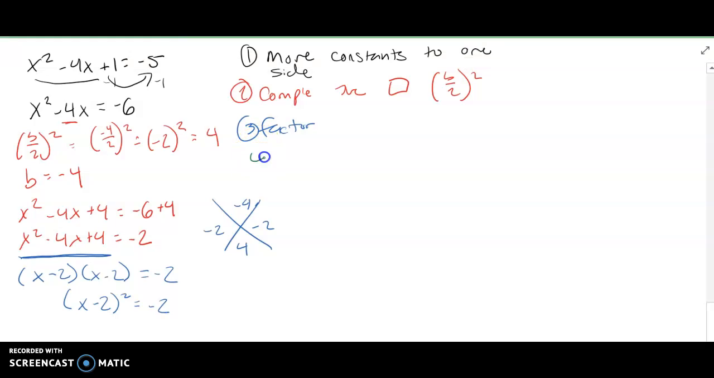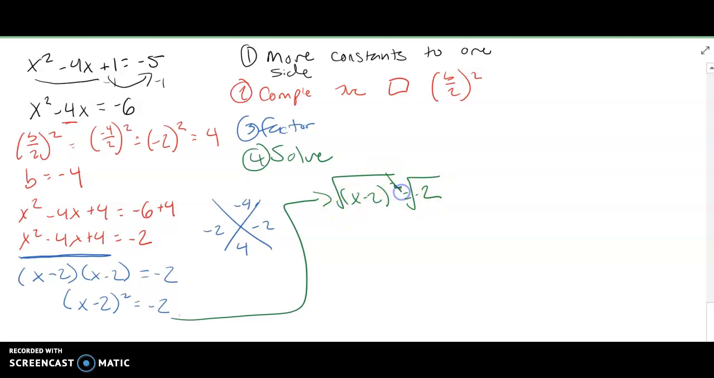And then from here, we solve. We have x minus 2 squared equals negative 2, and I'm going to take the square root so I can get rid of that. So we have x minus 2 equals plus or minus the square root of negative 2. Then I'm going to add 2 to both sides so I can get x by itself. So then I have 2 plus or minus the square root of negative 2.